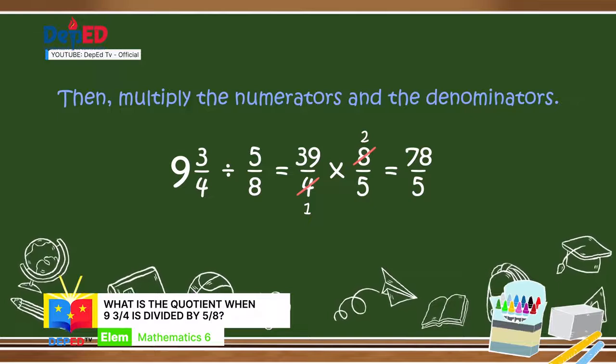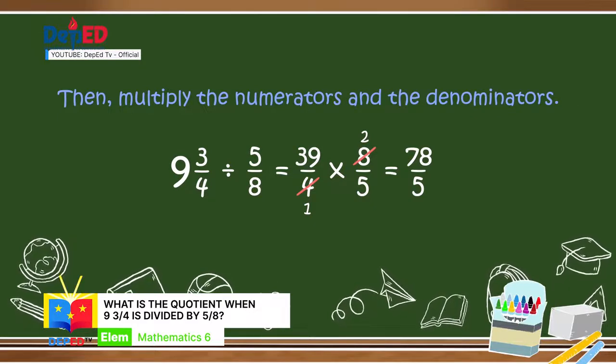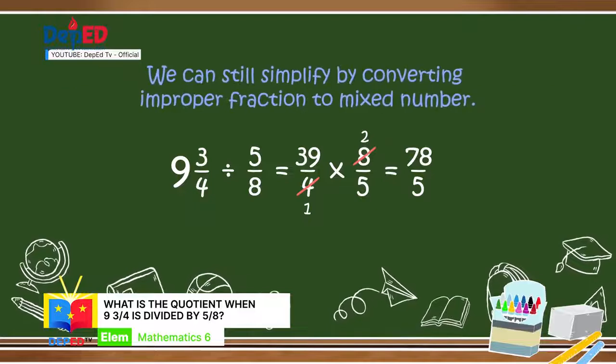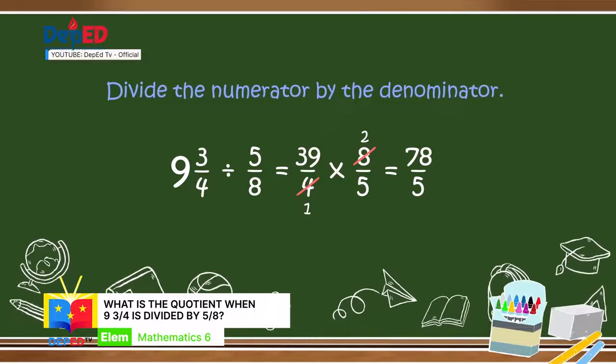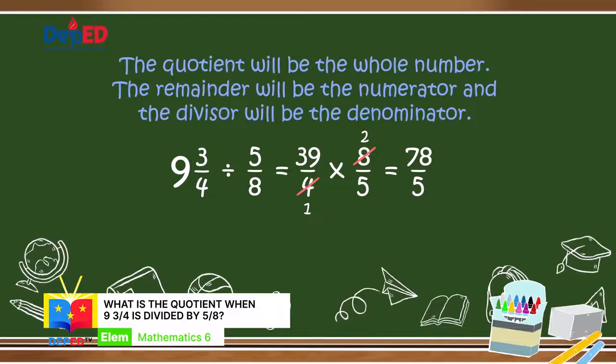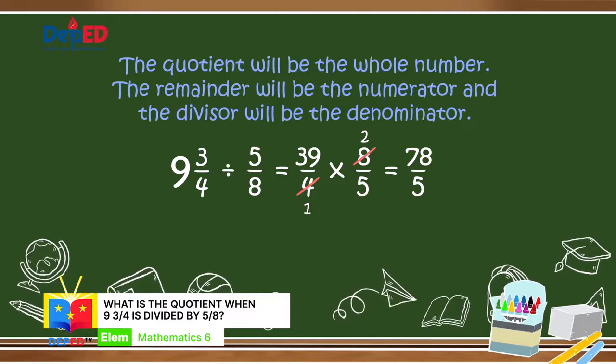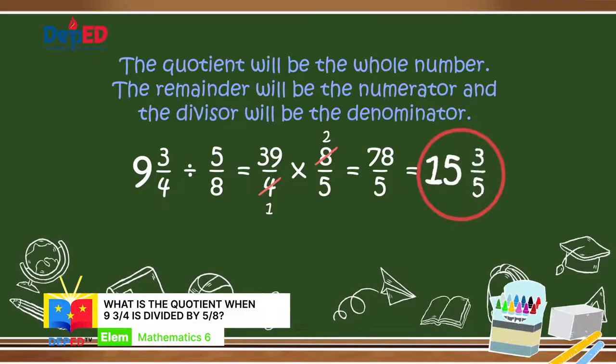78/5. Is it already in a lowest term? Not yet. We can still simplify by converting improper fraction to mixed number. Again, dividing numerator by the denominator. The quotient will be the whole number. The remainder will be the numerator. And the divisor will be the denominator. 78/5 equals 15 3/5. Therefore, the quotient when 9 3/4 divided by 5/8 is 15 3/5.